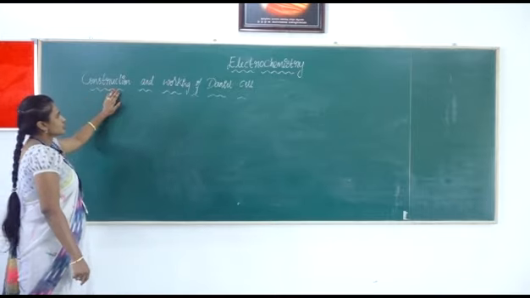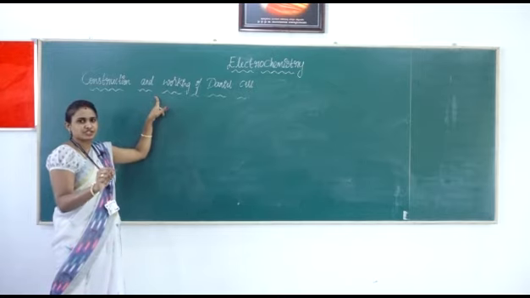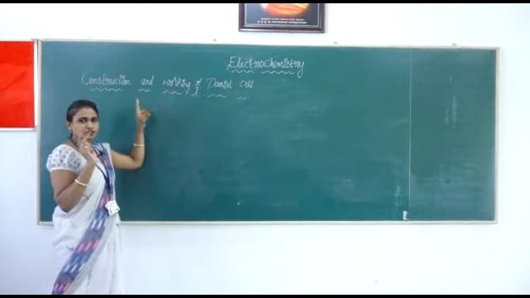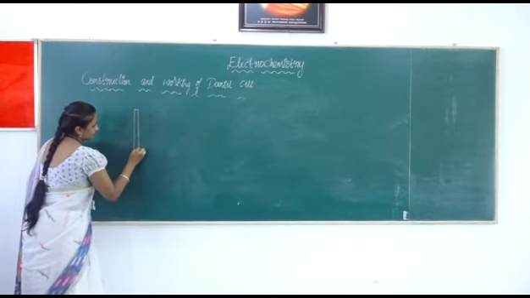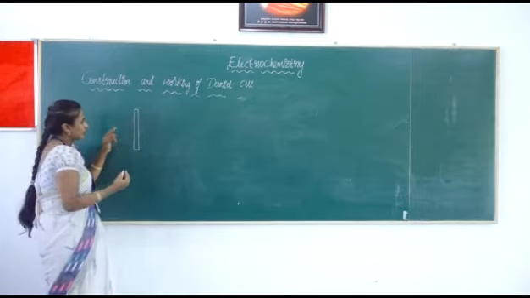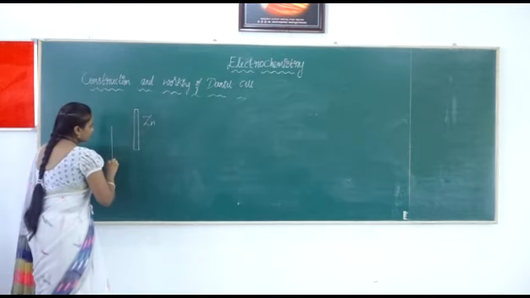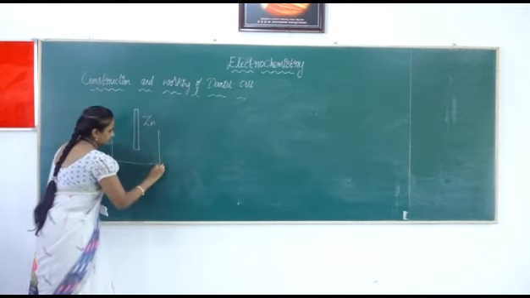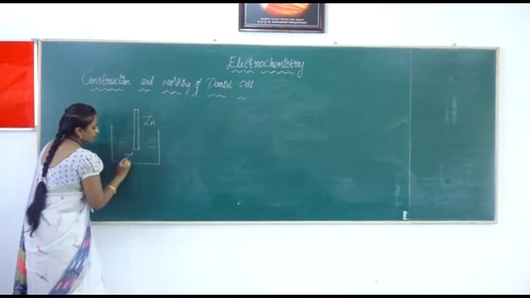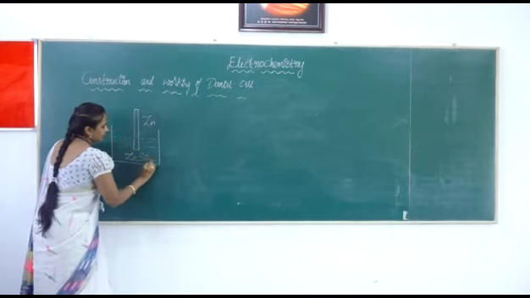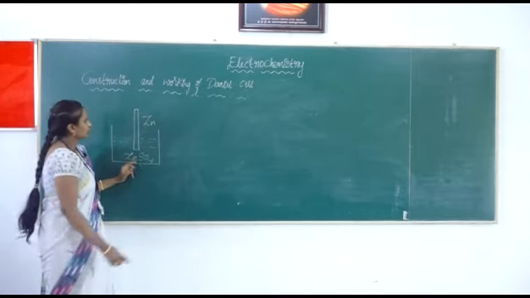Let us see the construction and working of the Daniell cell. Before going to the construction, first you should analyze two very important terms. One is the metal rod. For example, let us consider a zinc metal rod. This metal rod is dipped into a solution of its own ion, that means zinc sulfate. The zinc metal rod is dipped into its zinc sulfate solution.